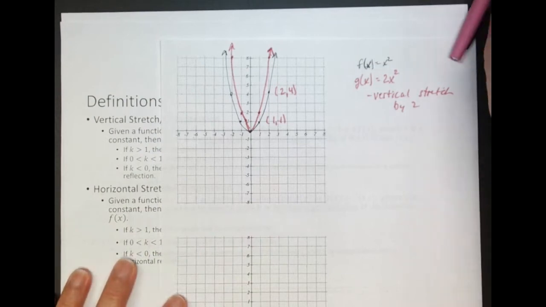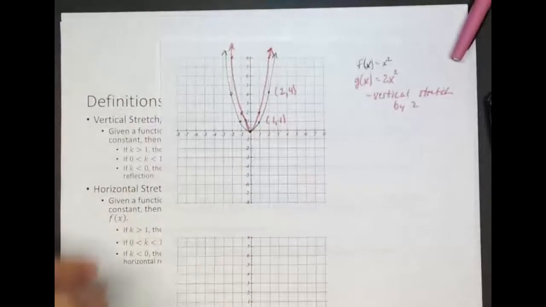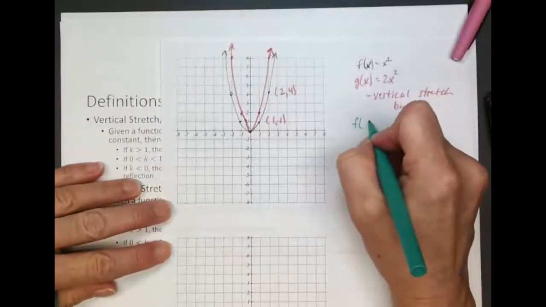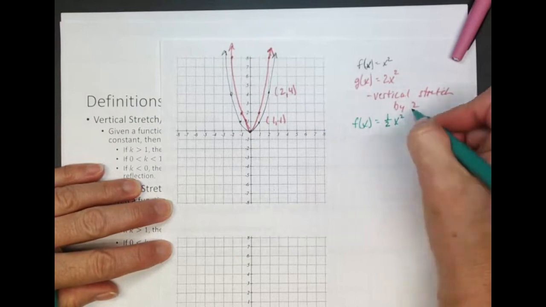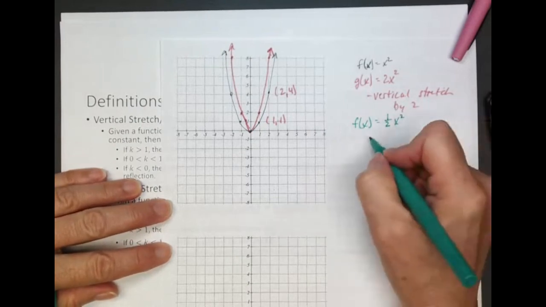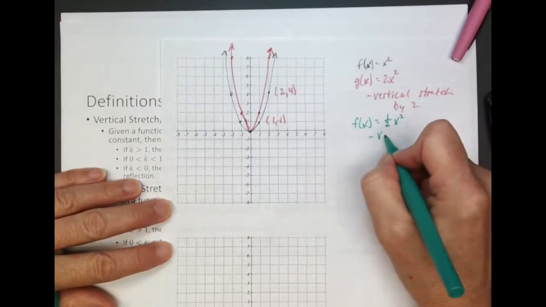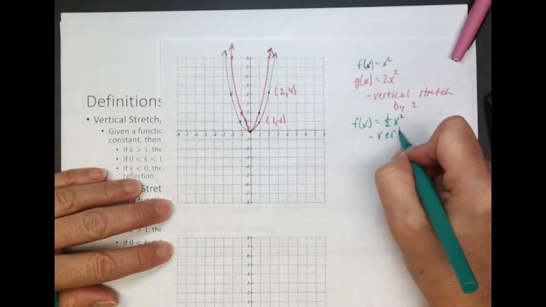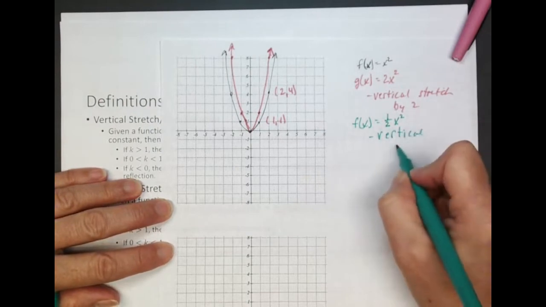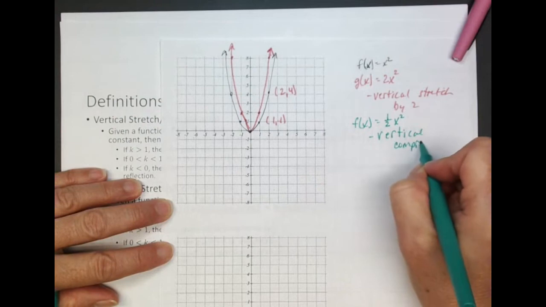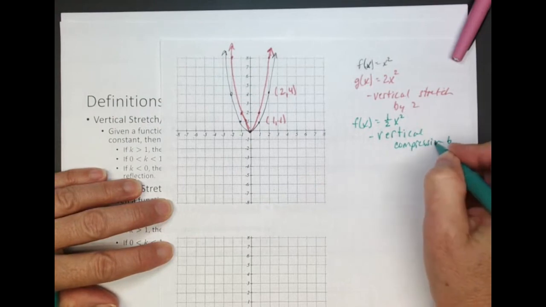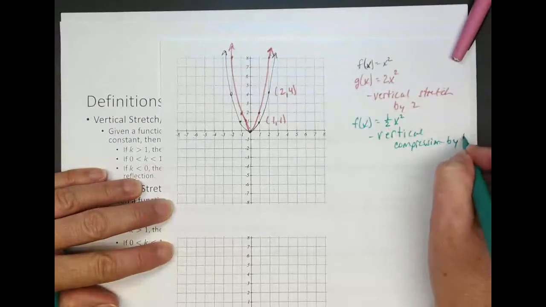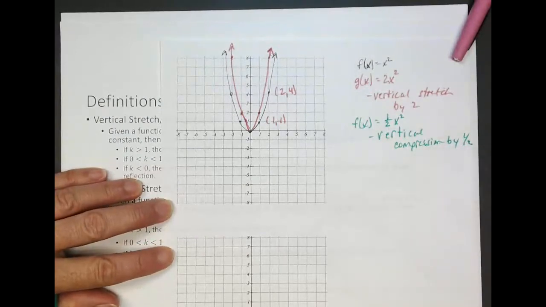Okay, we can also squish this down, right? Let's say that g of x is going to equal 1/2 x squared. What that's going to do is a vertical compression, or I say shrink sometimes, same thing, vertical compression by 1/2.